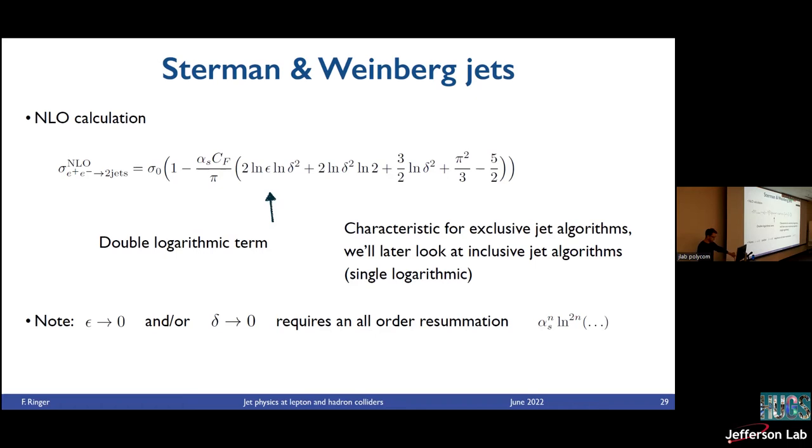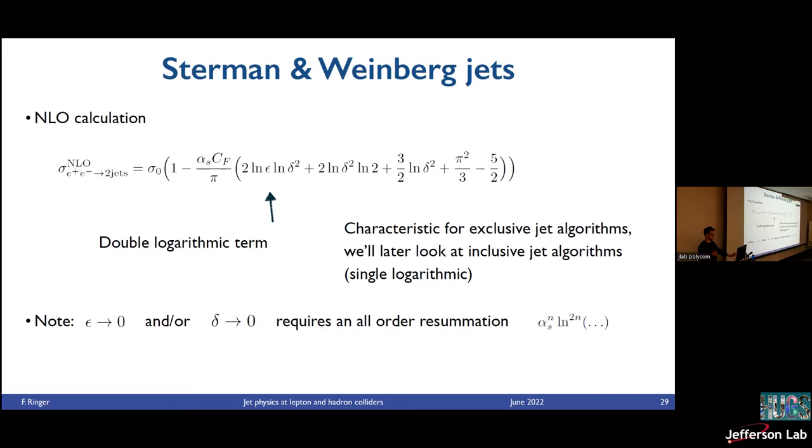If you notice, when I wrote down the algorithm for the Sterman-Weinberg jets, they have two parameters in there, epsilon and delta, and I didn't specify what these parameters are supposed to be. You can imagine if I choose one set of values and then a different set of values, I'll get two different answers, both in experiment and in theory. And that already goes in the direction that there's no unique definition of a jet. There's something that I choose.